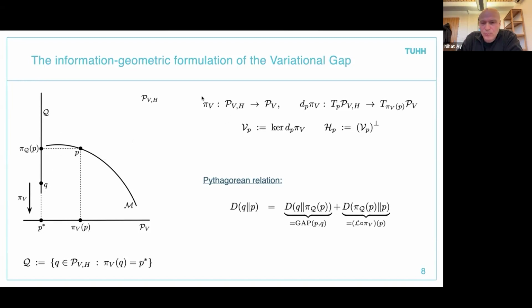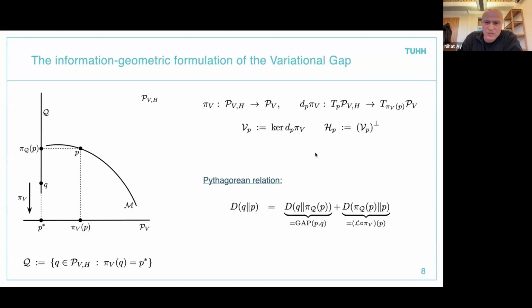Now, in addition to pi V, which is the marginalization, we have the differential of pi V, which takes a tangent vector from the full set into a tangent vector of the marginal set. And we need also to define the kernel of this pi V, denoted by V_p, and the orthogonal complement of the kernel. So the kernel goes in the vertical direction and the orthogonal complement goes into the horizontal direction. And the orthogonality here is meant to be orthogonality with respect to the Fisher-Rao metric.